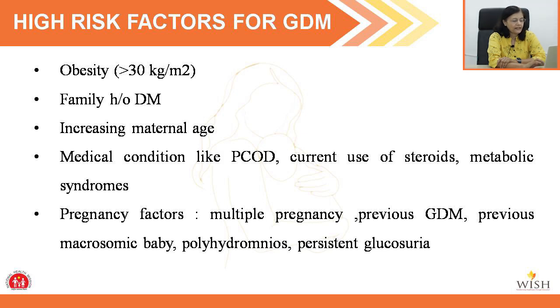Similarly, there are certain pregnancy factors like multiple pregnancies, twin pregnancies, usually predisposed to GDM. Similarly, if there is a previous history of GDM, there is a high risk of developing GDM in the next pregnancy.